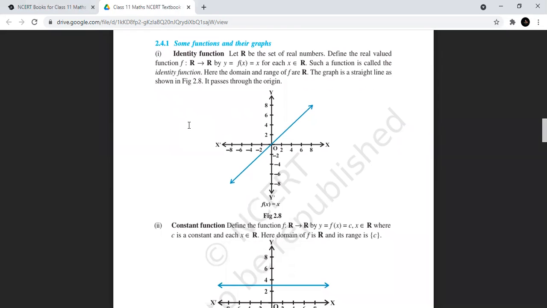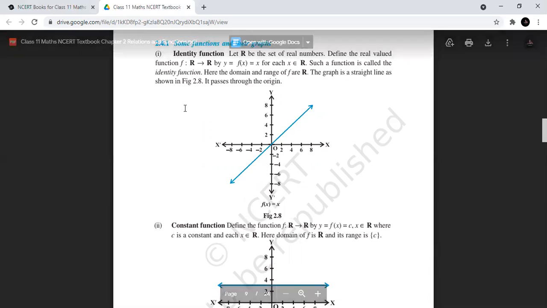Now, this is something again important for your further studies: some functions and their graphs. Okay, you need to learn these names, so that as soon as I say identity function, you should be able to tell me what it would look like. When I say constant function, an image should come to your mind. So these functions, their names, their graphs, you will read through and try to memorize and understand them, because they are really required throughout. Okay, so first they are saying identity function.